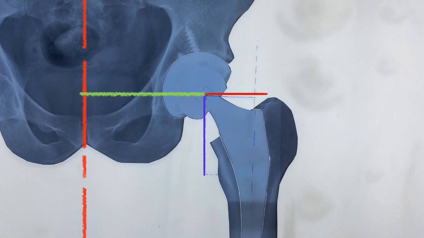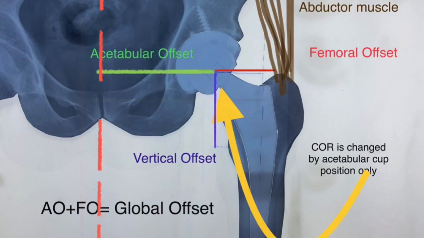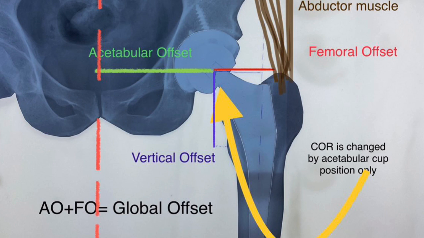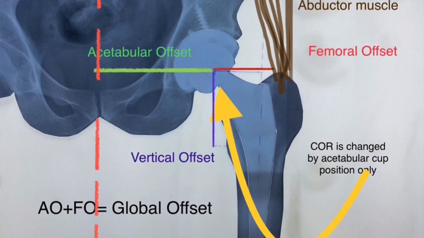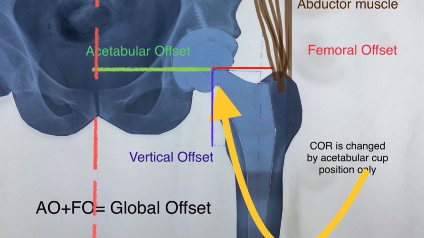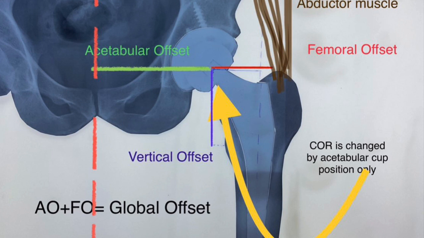We have to define them one by one. The center of rotation is the central point around which all the movement of the hip joint is taking place. So this center of rotation is defined or decided by the position of the cup, because this center of rotation is actually the center of the sphere which the acetabular shell is a part of. So be careful while positioning your cup, because if you change the position of the cup, the center of rotation or the natural center of rotation of the hip joint will change.